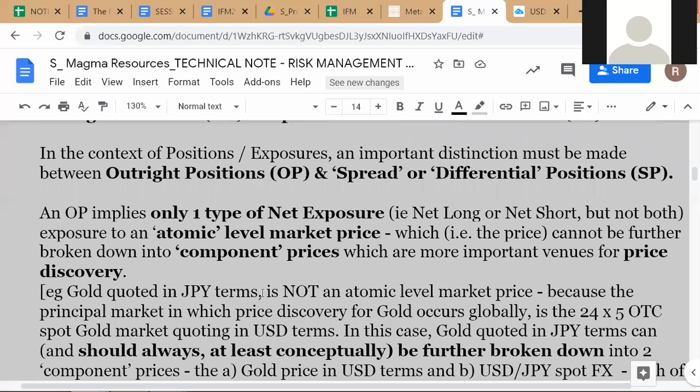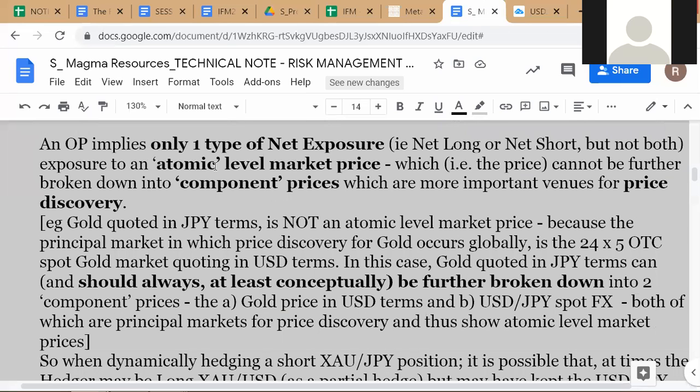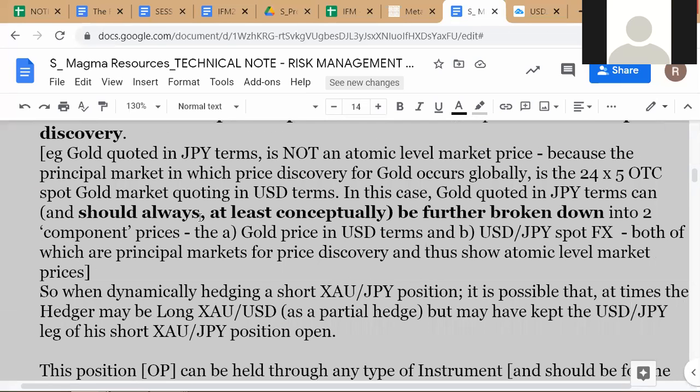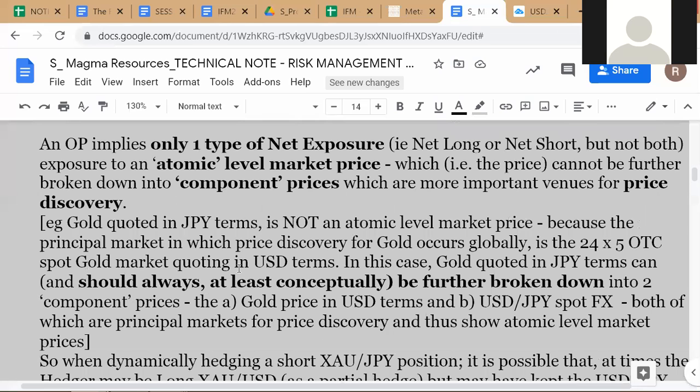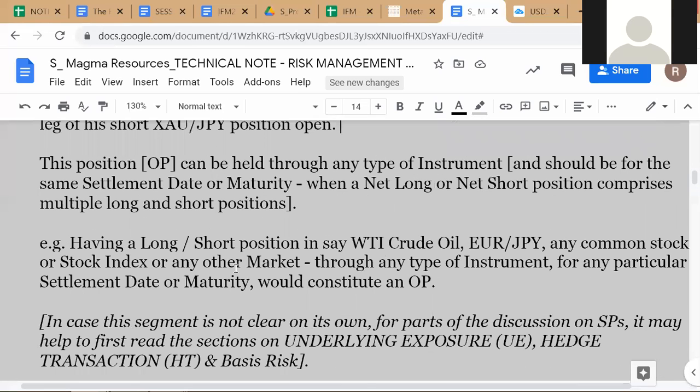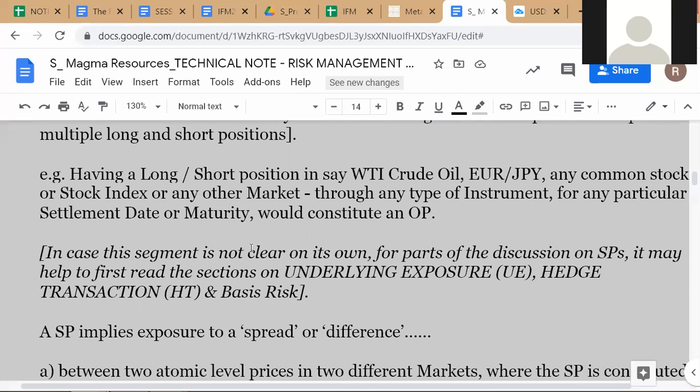That's what we mean by outright positions and spread positions. An outright position has to be an atomic level market price. So if you have a short position in crude oil, a short position in euro yen, a long Maruti Suzuki common stock, or long S&P 500 index futures, these are all examples of outright positions because they can't be broken down further.